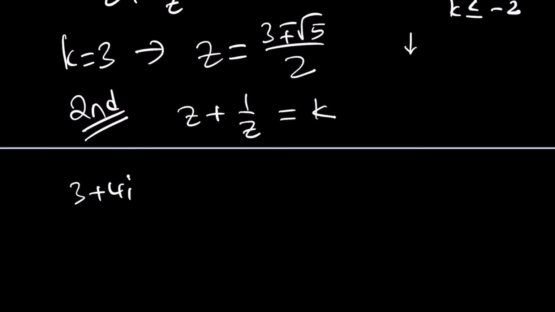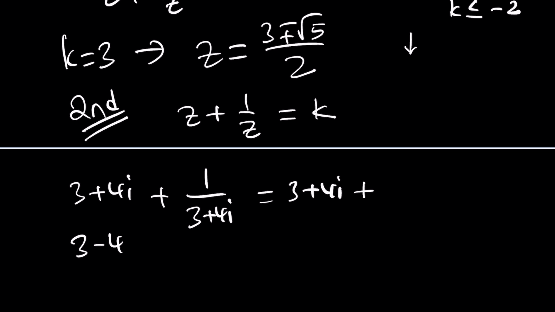Well, 1 over 3 plus 4i is, let's take a look. This will be 3 plus 4i plus, well, here's the answer. First of all, let me answer my question. 3 minus 4i needs to be added. You could also add 7 minus 4i, but with the reciprocal, things are a little different. Okay, let's just say we add 3 minus 4i. Okay, so this should work.